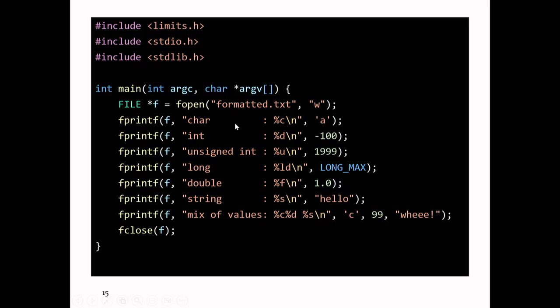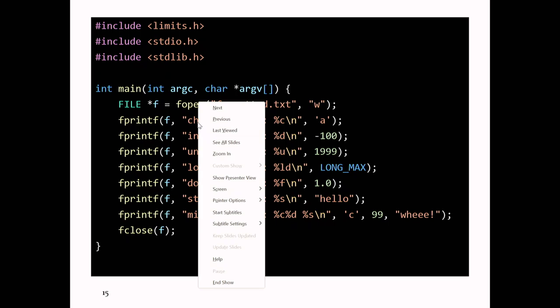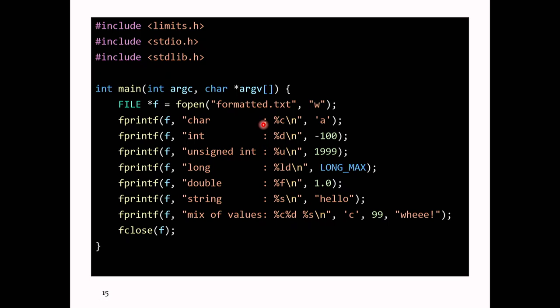So here's a little example of fprintf. So I open up a file. I'm going to call it formatted.txt. When I open this file, because I'm going to write into it, I have to pass in the w for the mode. So w for write. So I'm going to write to the file f the string, car, followed by a bunch of spaces and a colon and a space. %c, convert that argument as though it were a char. Followed by the new line.